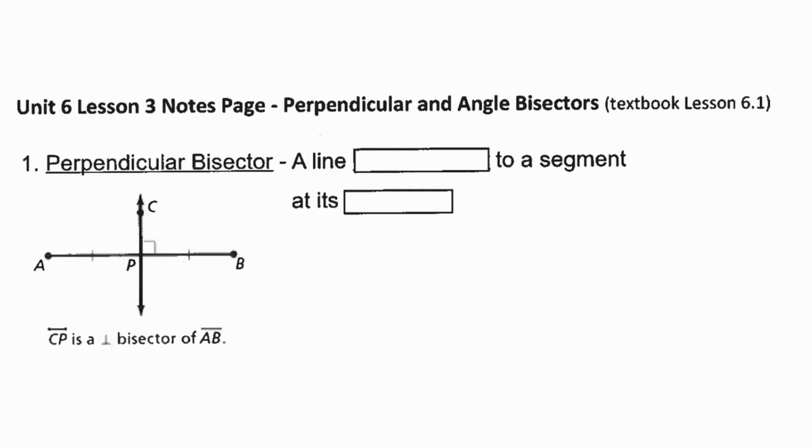Starting off with our perpendicular bisector, and again, all of these resources are also available in your textbook. This is in the textbook, chapter 6, lesson 1. We have our perpendicular bisector. And again, just to define what a perpendicular bisector is, it is a line that is perpendicular to a segment at its midpoint.